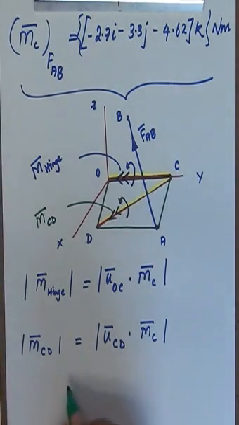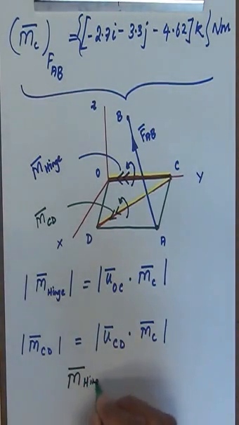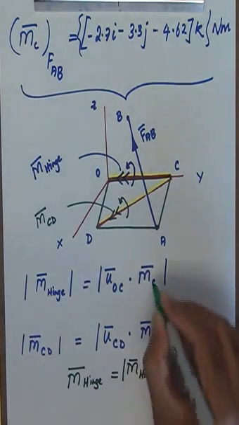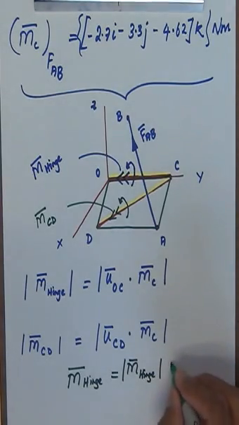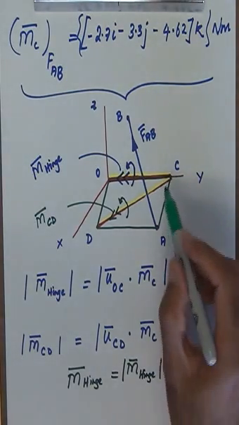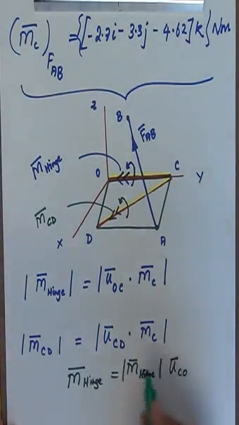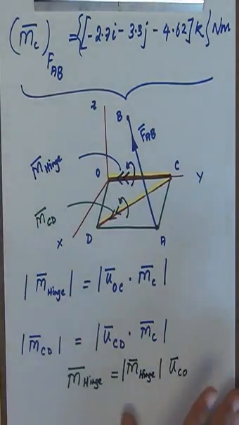which means that if I write these as vectors, then M hinge is the magnitude, which we just found from the above, times the unit vector from which line, which point to which point. It's going to be from C to O, because that's the direction of the moment vector. And likewise, we will write this for MCD as well. We will look at this from a slightly better perspective in the next figure.